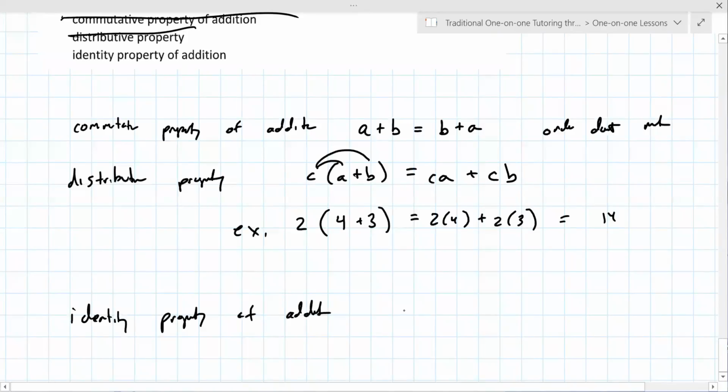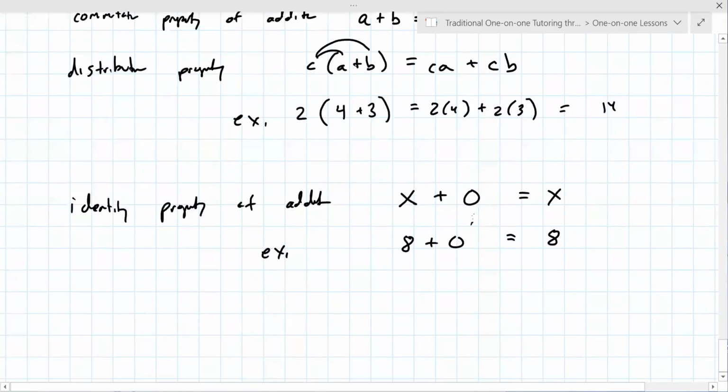So this one says, what do you add to a number to get back the same number? 0. If you add 0 to something, you get back what you started with. Let's look at an example. What is 8 plus 0? It's 8. Now the identity property of multiplication means take X, and what do you multiply X by to get back to X? 0. No, not 0. 1.